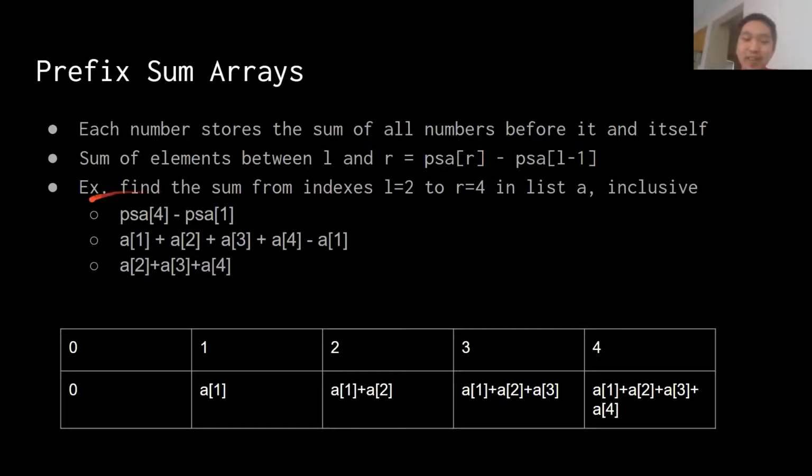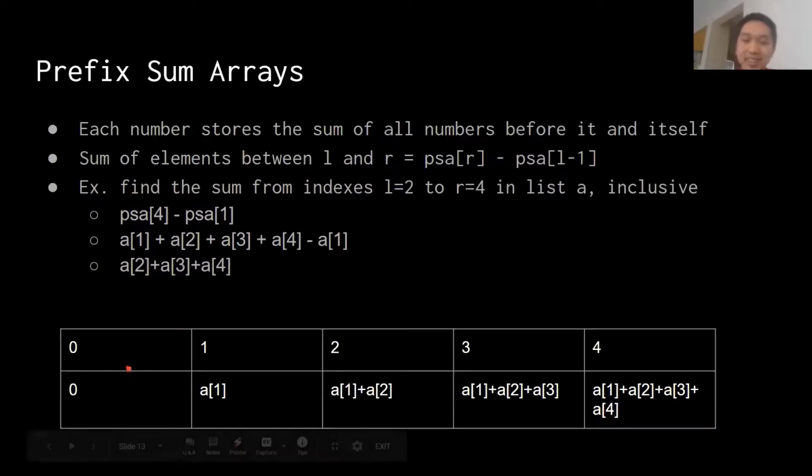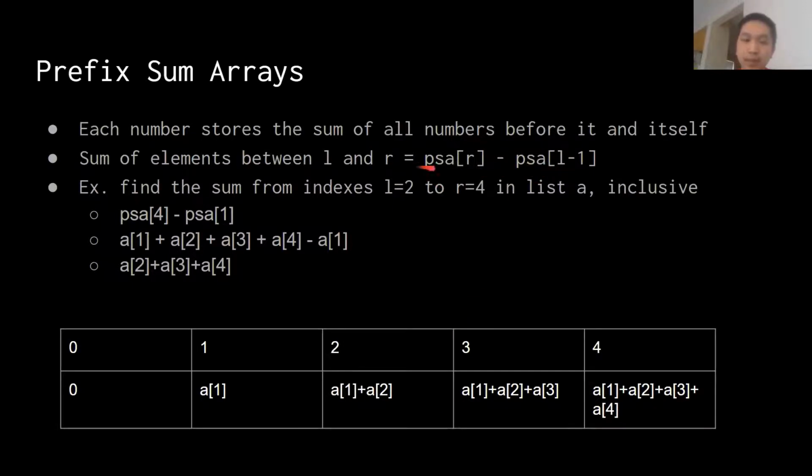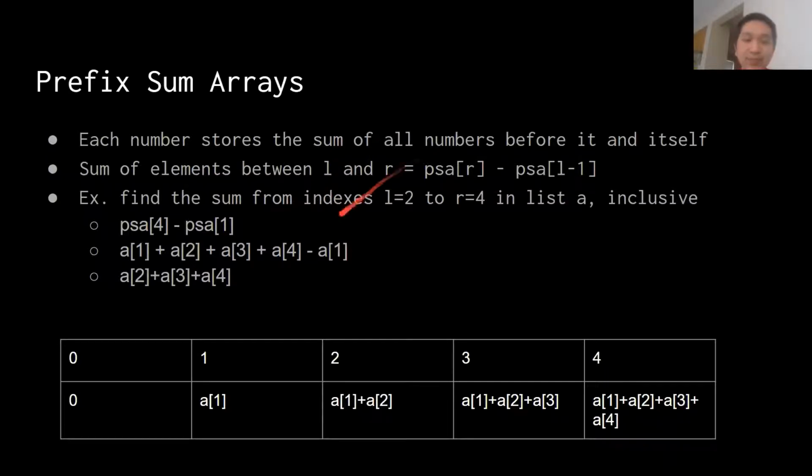So this is kind of like a mathematical proof here. You can just visualize it like this in variable format. And it shows why this formula holds. If you want to find the sum of elements between L and R, you do PSA at R minus PSA at L minus 1, and then it will tell you all of the sum between L and R. This might take some time to internalize because it's a lot. But let's see how it can be done.